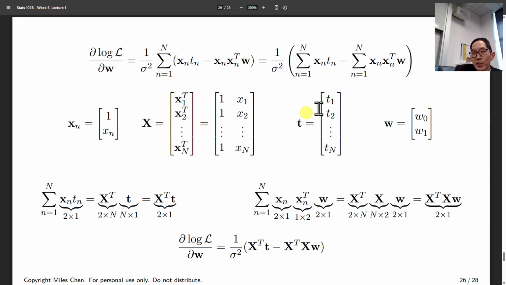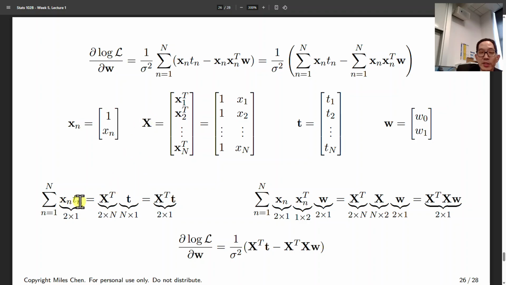Our vector t is just a column vector of our actual values, and our vector w of weights is a column vector of our weights. And again, these can be expanded. W and X can be expanded. We could add more columns in X. We could add more weights in w. But basically, the summation of xn times tn is equivalent to just taking big X transpose times t.